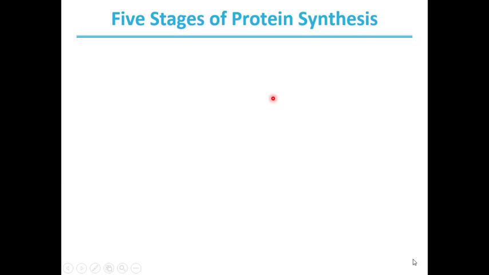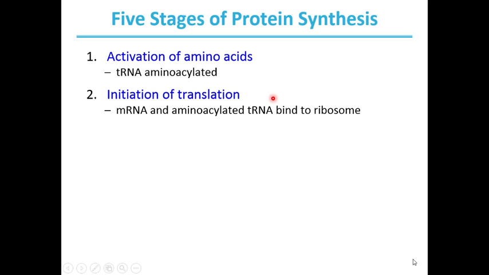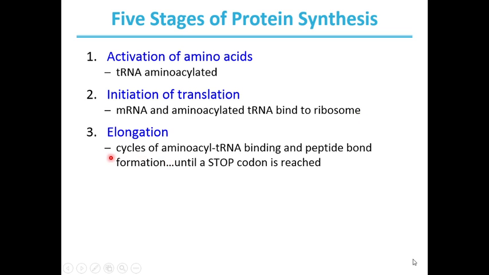Let us get back to the 5 stages of protein synthesis. The first stage involves activation of amino acids, and we talked about this in a little detailed manner, how tRNA gets aminoacylated by tRNA synthetase. The second stage, initiation of translation, happens. Here, both mRNA and the aminoacylated tRNA bind to the ribosome. In the third stage, or the elongation stage, cycles of aminoacyl tRNA binding and peptide bond formation happen.